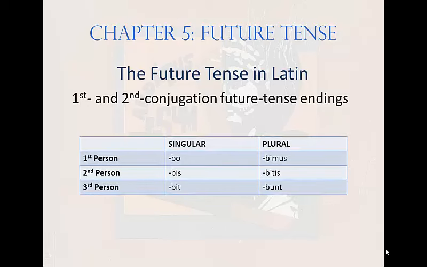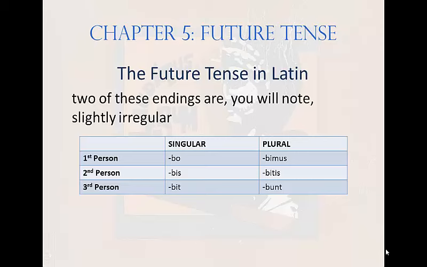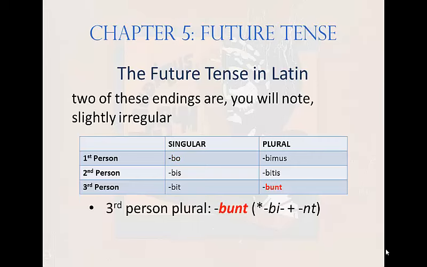Here are the first and second conjugation future tense endings: bo, bis, bit, bimus, bitis, bunt. 2 of these endings, you will note, are slightly irregular. The first person singular, bo, is a combination of bi, the future tense marker, and o, the first person singular personal ending. The third person plural ending, bunt, is a combination of bi and the third person plural personal ending nt.